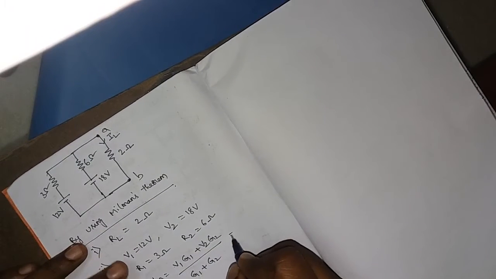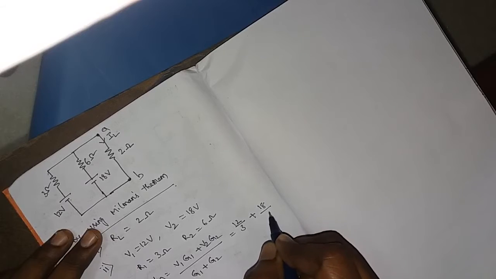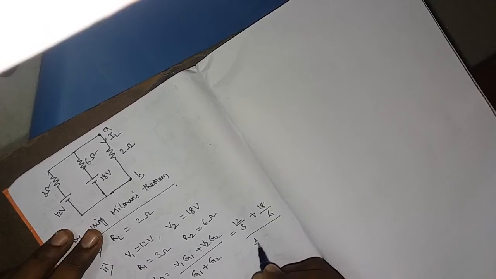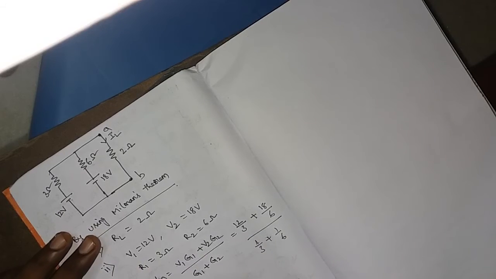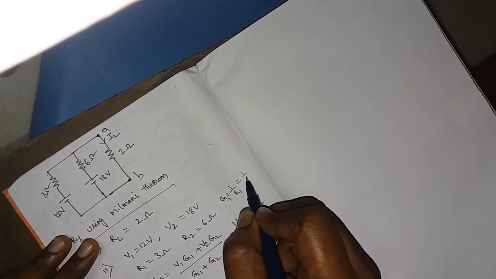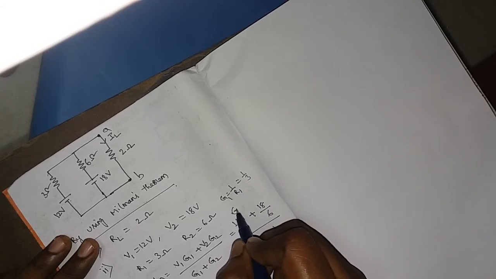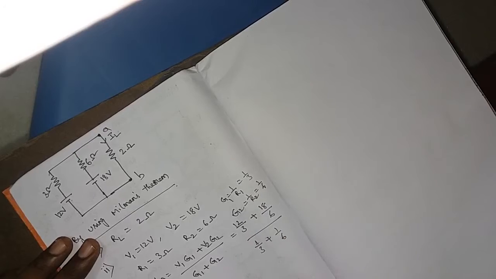Now what is V1? 12. So Vm is (12 times 1 by 3 plus 18 times 1 by 6) divided by (1 by 3 plus 1 by 6), because here the value of G1 is equal to 1 by R1, that will be 1 by 3, and G2 is equal to 1 by R2, this is 1 by 6 ohms.